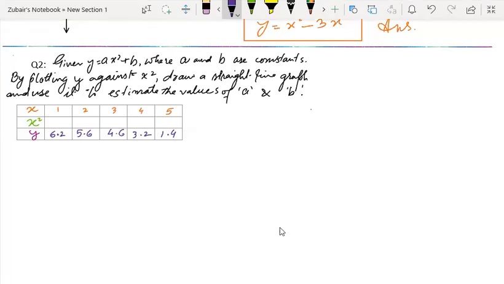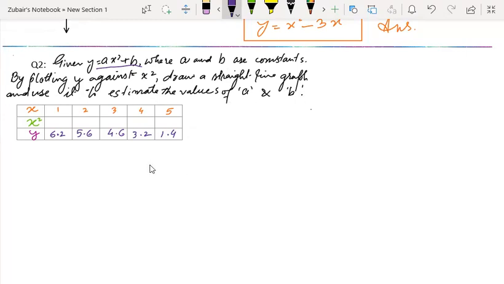So this is question number 2. In question number 2, we are given an equation which is a non-linear equation, which is here. You can see ax square plus b, where a and b are constants. By plotting y against x square, draw a straight line graph and use it to estimate the values of a and b.